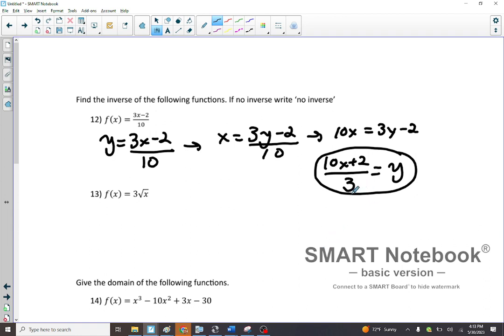This is the inverse, where you put x and y and swap them and rewrite them. This one, you swap them. So I should say, start off with putting a y equals 3 square root of x. Swap the x and y. So x equals 3 square root y. Solve for y.